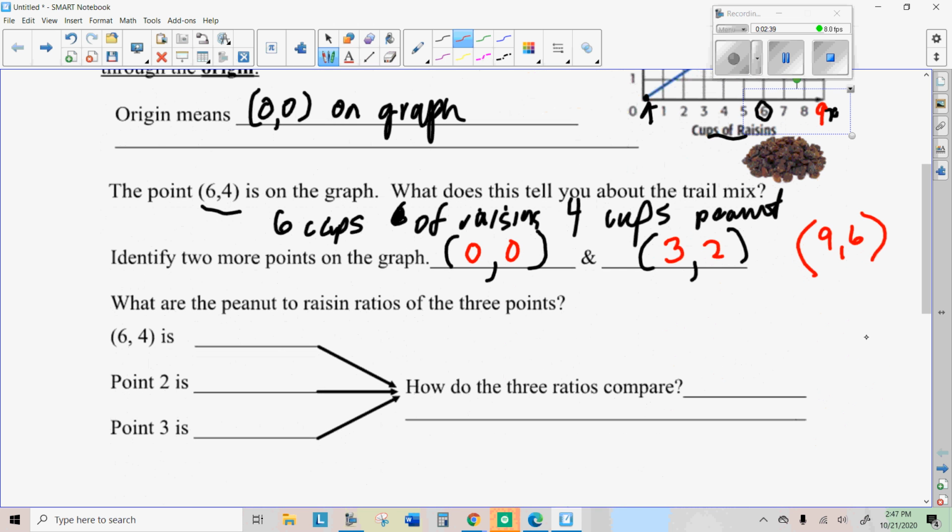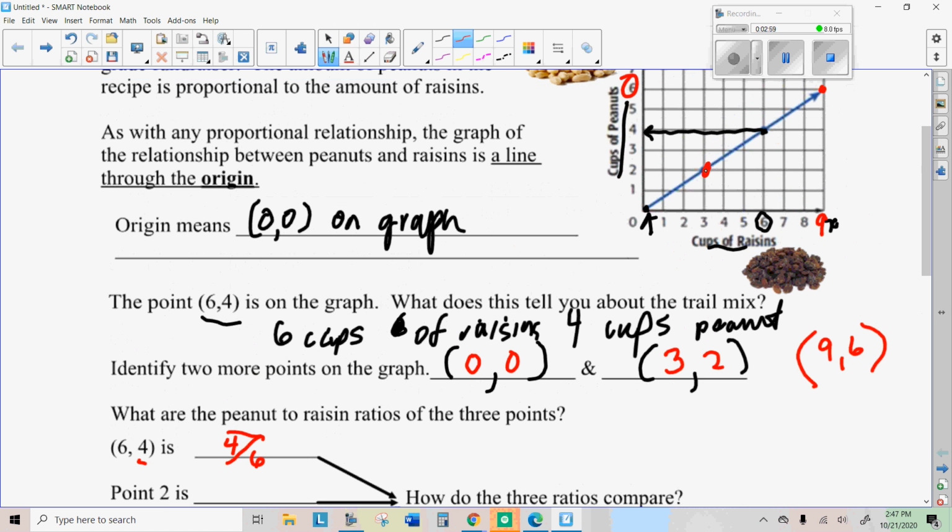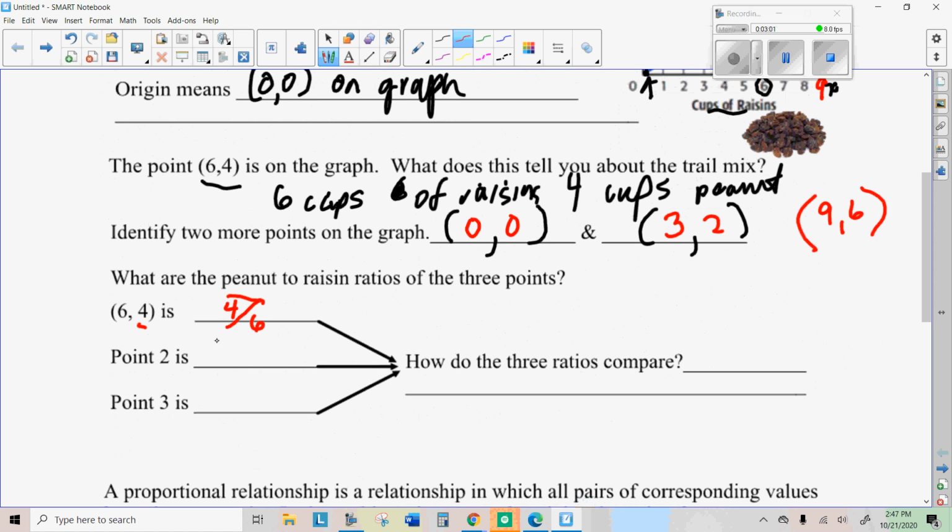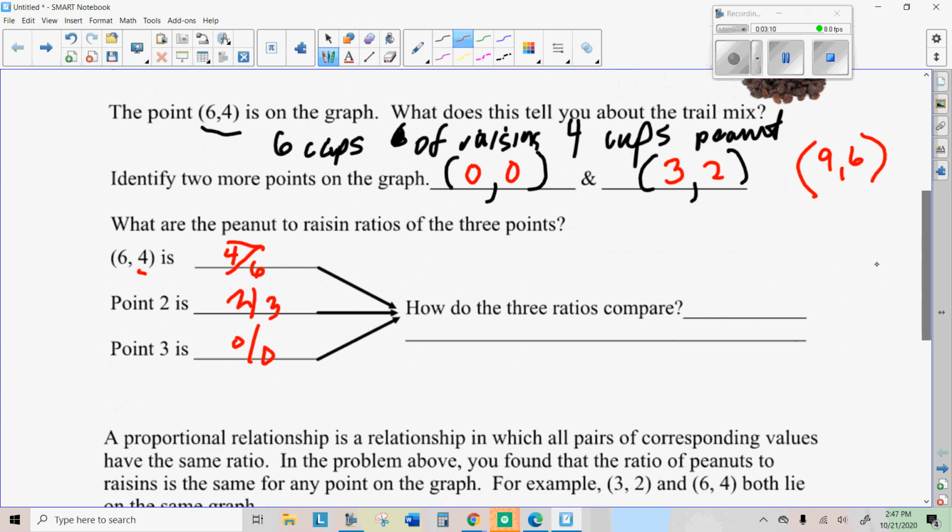So what are the peanut to raisin ratios of these 3 points? Peanuts are on the y-axis, so that would be this number. And then on the x-axis, it's 6, so the ratio for that point is 4, 6. For point 2, they're talking about this one. That one is 2, 3. And for point 3, that would be 9, 6.